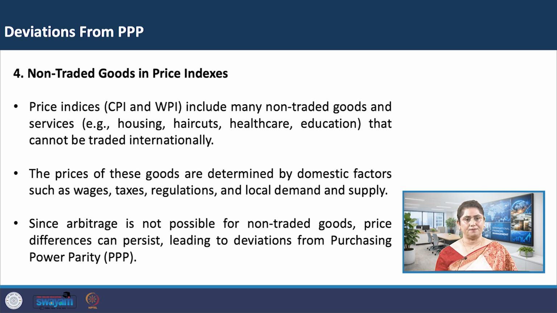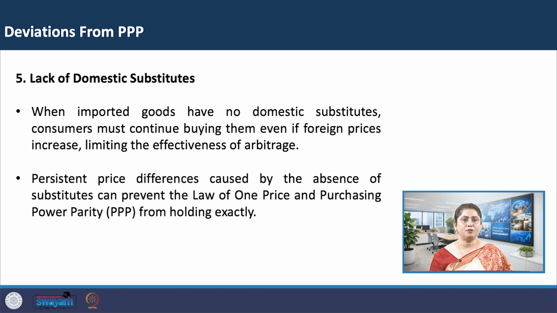purchasing power parity. And the fifth, there is the problem of lack of domestic substitutes. Normally, if the same product is cheaper in one country than another, traders can profit by buying it in the cheaper market and selling it in the more expensive one. The arbitrage process helps bring prices closer together. But when a country imports a product for which there is no domestic substitute, the arbitrage mechanism becomes limited.